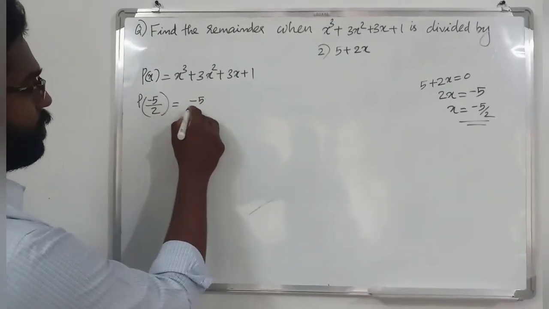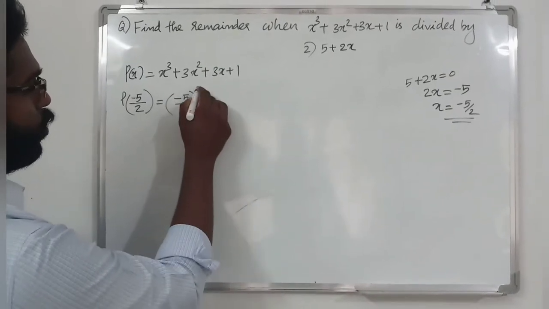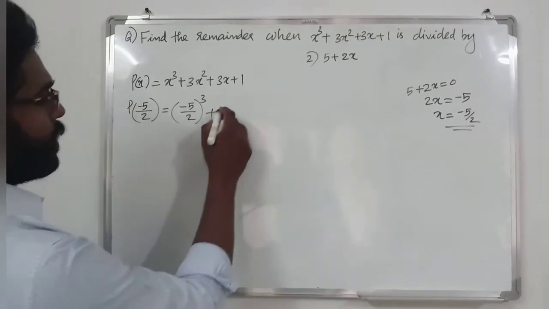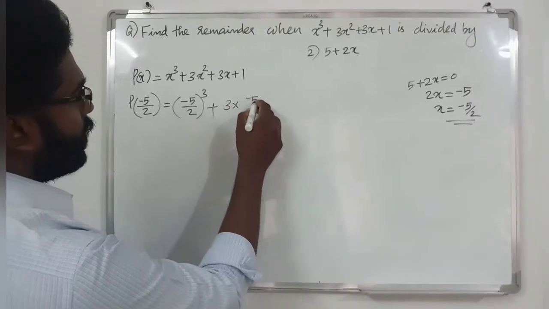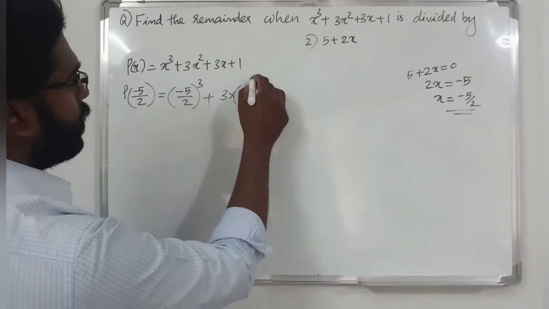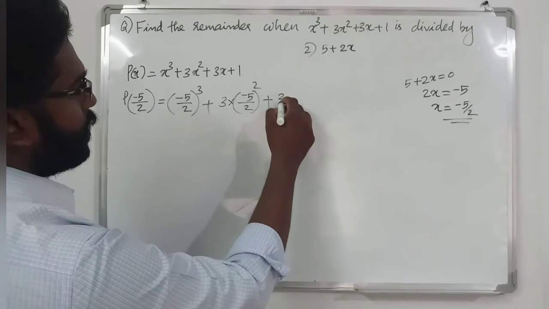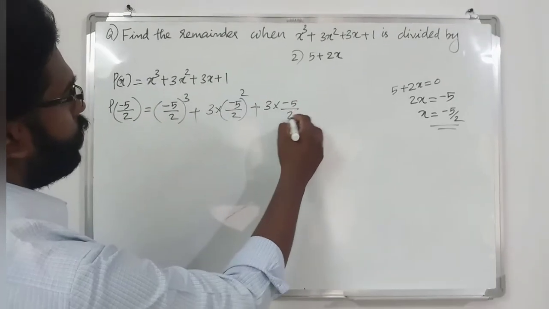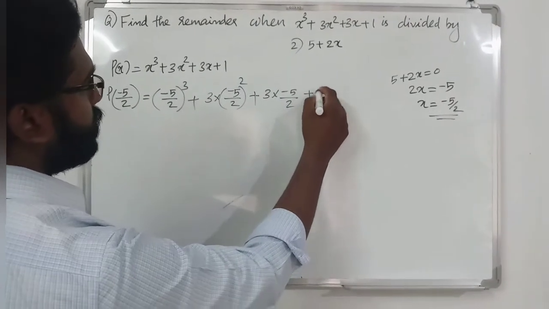First, minus 5 by 2 cube, plus 3 into minus 5 by 2 square, plus 3 into minus 5 by 2, plus 1.